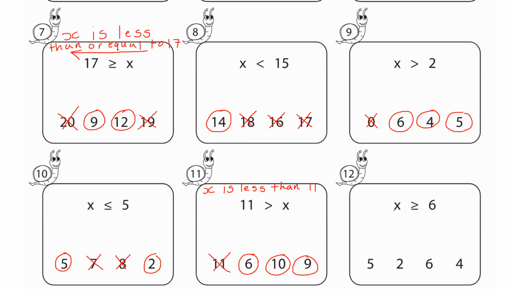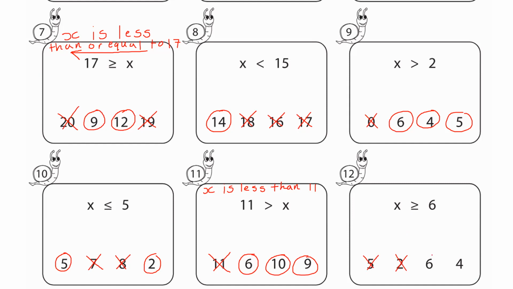For number 12, the last one, we have x is greater than or equal to 6. Jaleel, how are we going to do this? We've got to find all the numbers that are equal to or greater than 6. So what numbers would that be? It would only be 6. Why not 5? Because it's less than. We cannot include 5 because 5 is less than 6. What about 2? It's also less than 6.